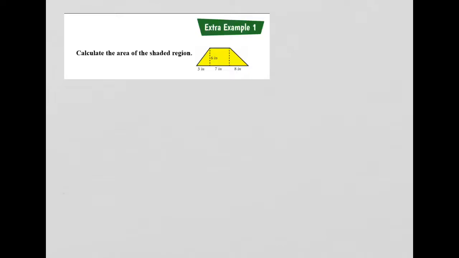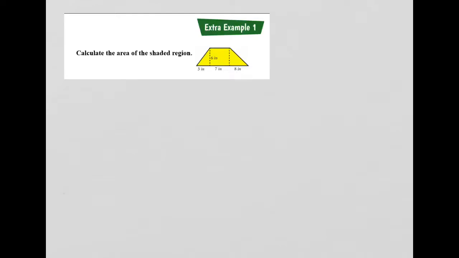So if you notice, we all know that this is a trapezoid. Now there's two ways that we can find the area of a trapezoid. We can break it down into shapes that we know, like it has a rectangle and two triangles, or we can learn another formula. I'm going to show you how to do it by breaking down the composite figure into shapes that we know.